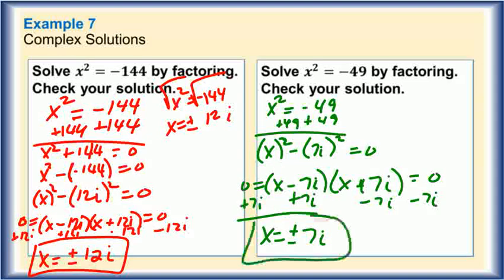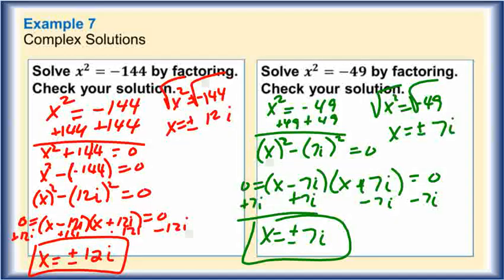And there's your answer. But again, the quickest way would just be to take the square root of both sides, and I would have x equaling a positive and negative, the i for the negative, and the square root of 49 is 7. But either way would work. That is our lesson on solving quadratic equations by factoring.